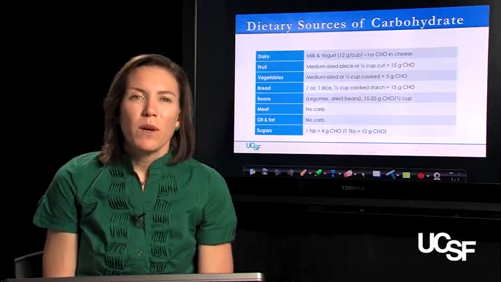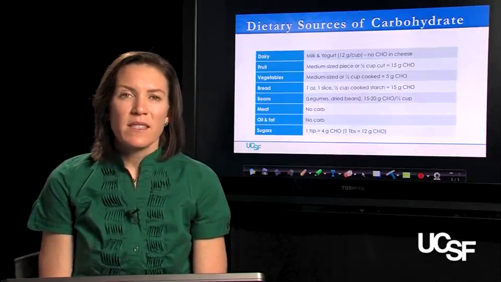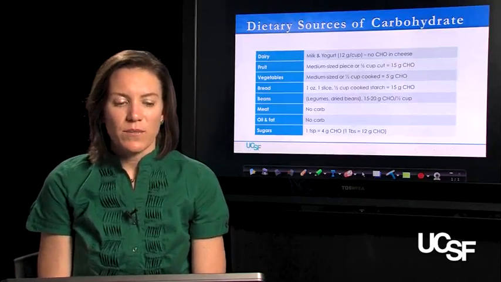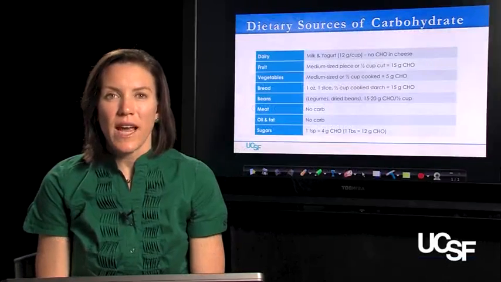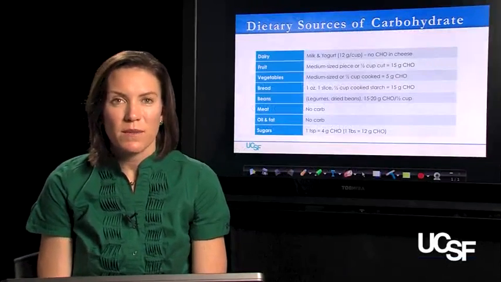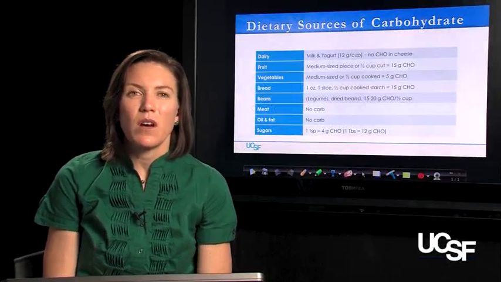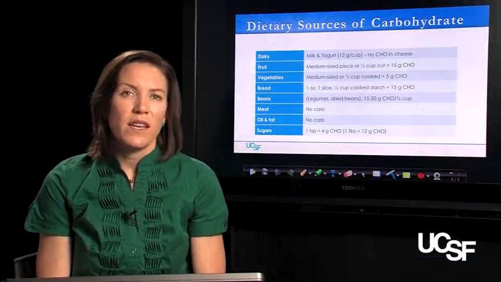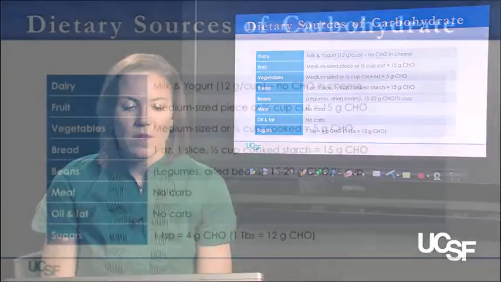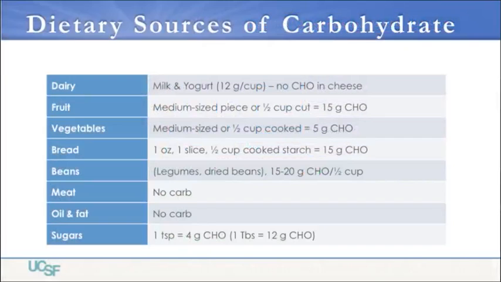So I mentioned briefly where we get carb in our diet, but this slide shows you in a little bit more detail. You get carbohydrate from certain dairy foods, from milk and from yogurt, but there's no carbohydrate in cheese because the milk sugar, lactose, has been removed during processing. That's why some people with lactose intolerance can actually tolerate cheese more readily than they can, let's say, yogurt, milk, or ice cream.